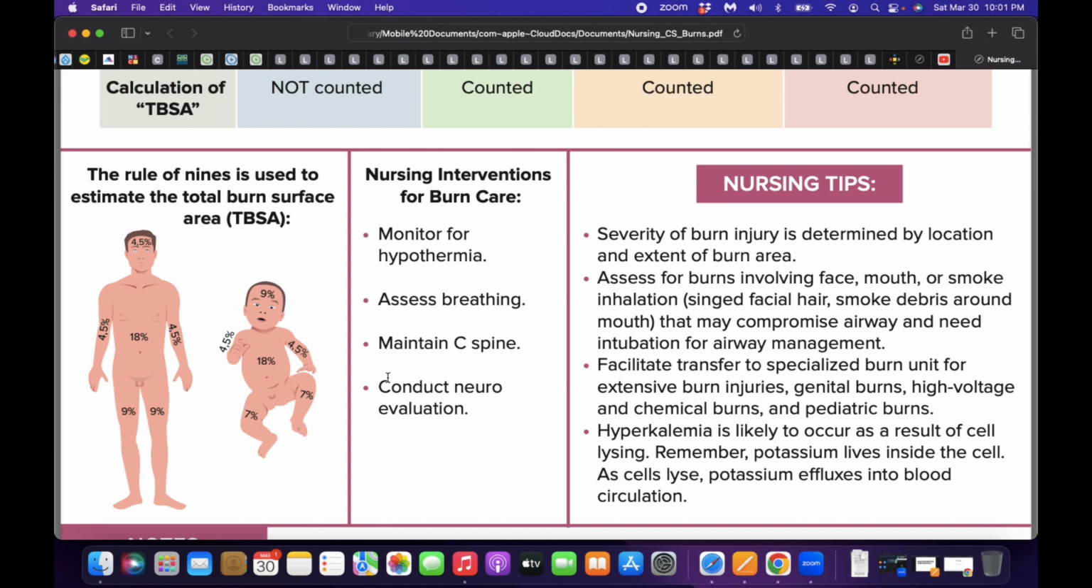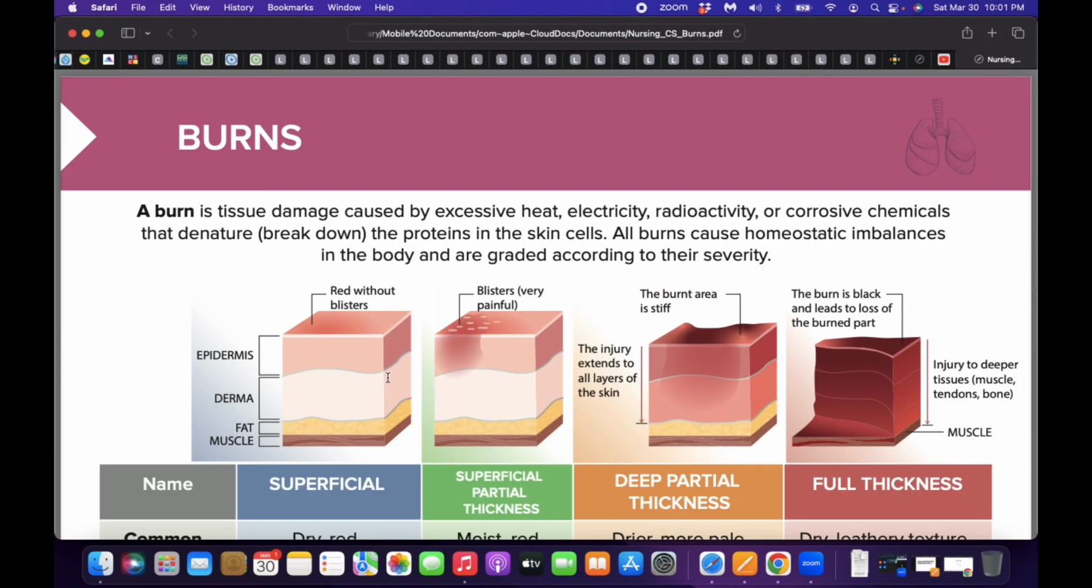Hyperkalemia is likely to occur as a result of cell lysing or destruction. It means that the electrolyte inside the cell is potassium, and when potassium goes into the bloodstream, it can cause hyperkalemia. So I think that wraps up your burns, for your NCLEX, that you need to know.